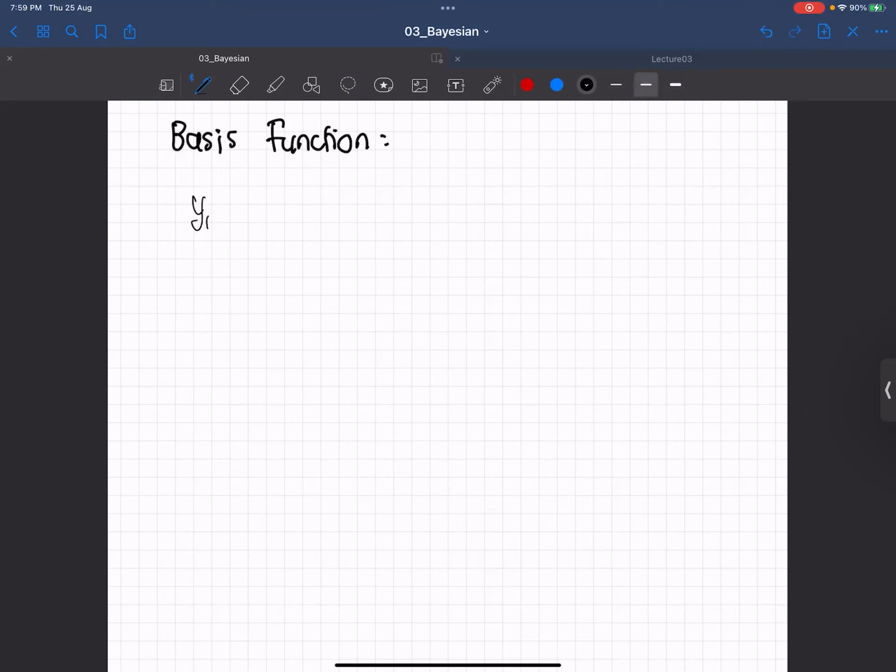So remember that you have this polynomial function, yn equals w0 xn power 0 plus w1 xn power 1 plus ... xn power i plus ... wm xn power m. So this is the polynomial function.